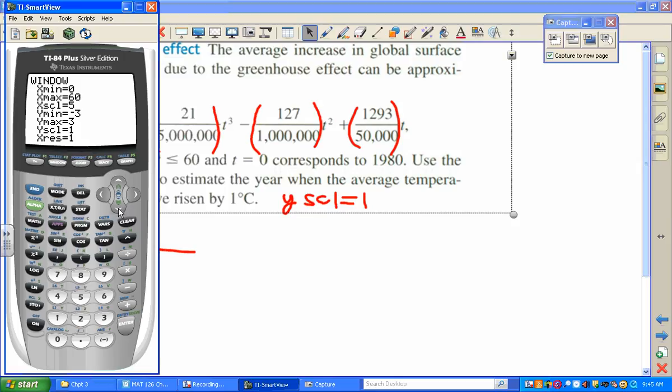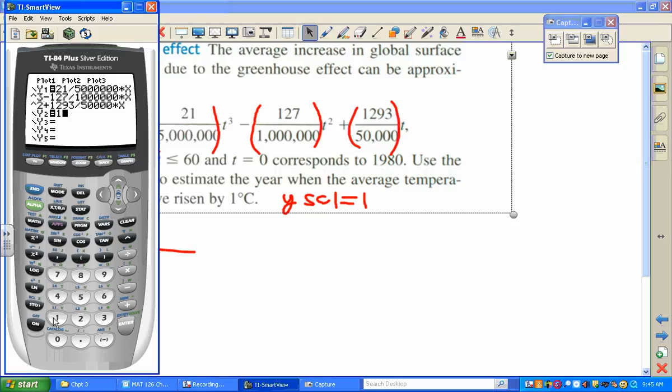I think we are going from 0 to 2. We want to see when it goes up where y equals 1, don't we? All right, so let's take a look at that. We want to know exactly when it crosses, the first time it crosses 1 degree.